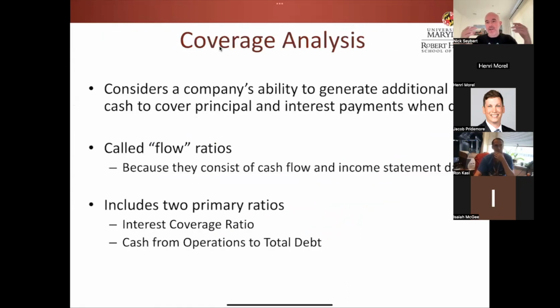Okay. The last type of credit analysis is coverage analysis. This can be short-term or long-term, and we'll look at one of each of these ratios. Sometimes these are called flow ratios because they often use cash flow and income statement data. We're going to look at two of them, and there are multiple ways to define both of these ratios. Some people prefer to put cash flows in there. Some people prefer to use net income or EBIT or something like that. But we're going to look at the interest coverage ratio and then the cash from operations to total debt. We'll talk about what that means in a second.